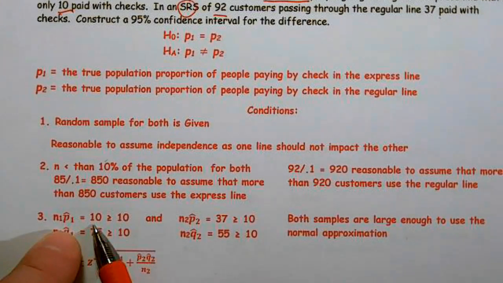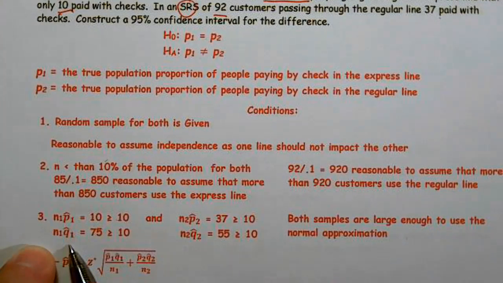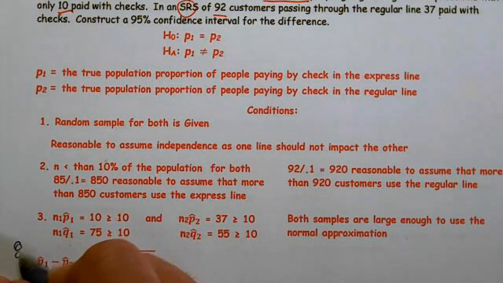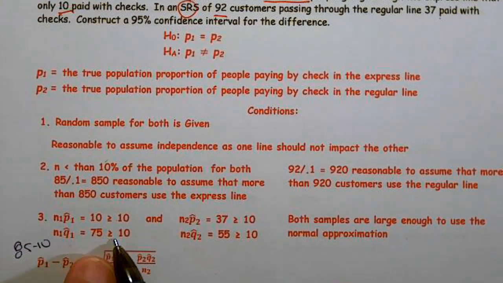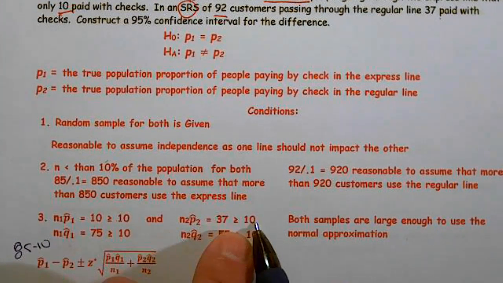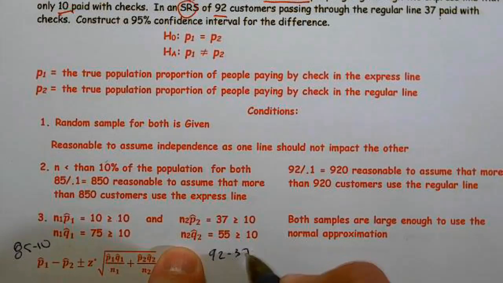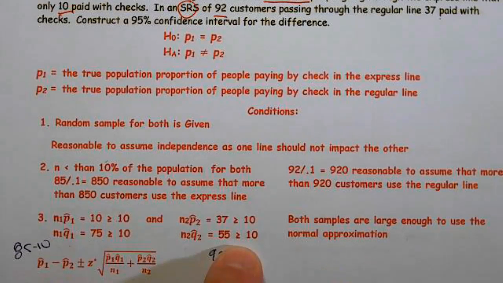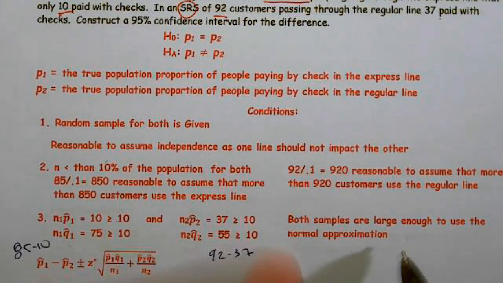Well, they tell us 10 paid with checks, so that takes care of that. And the q in this case is going to be 85 minus 10, so 75 did not pay with check. In the regular line, 37 paid with check, so that's greater than 10. And then we have 92 minus 37, or 55, did not pay with checks. So basically, in both cases, we see that we're greater than 10. So both samples are large enough to use a normal approximation.